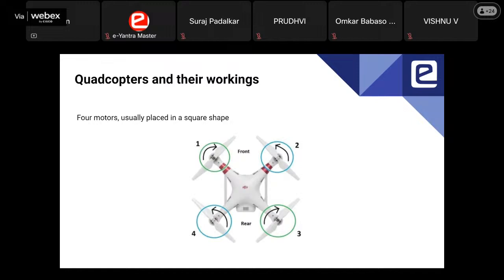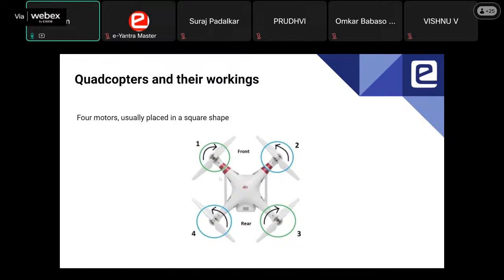So this is an example of an overhead view of a quadcopter. In a quadcopter, we have four motors, and usually in most of the drones you see in real life, these four motors are generally placed in a square shape. The layout will be a square.